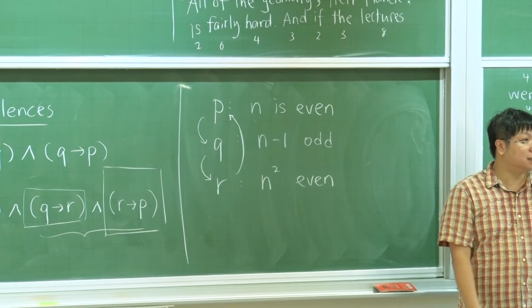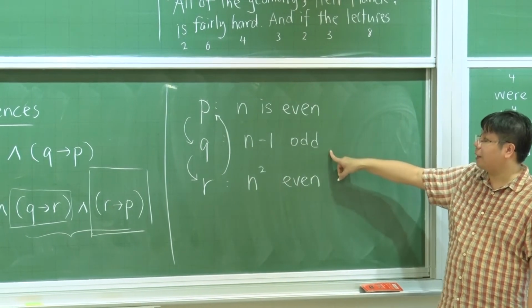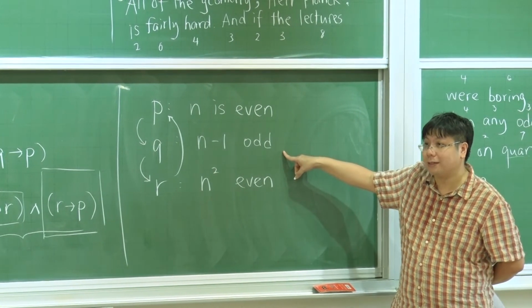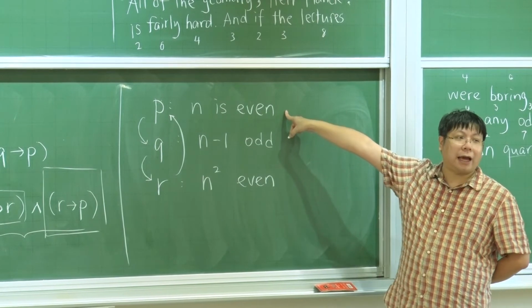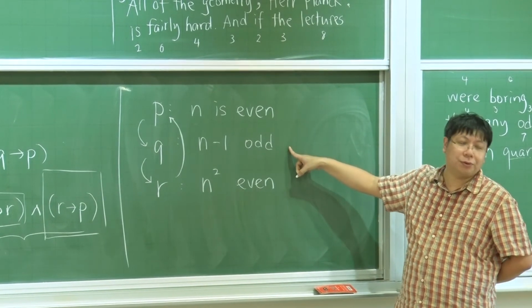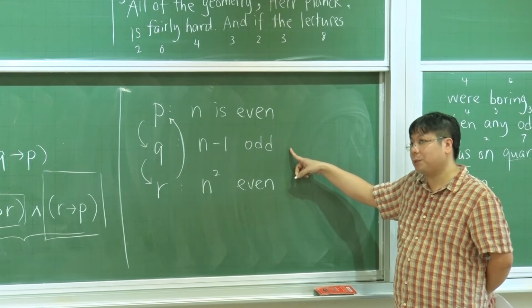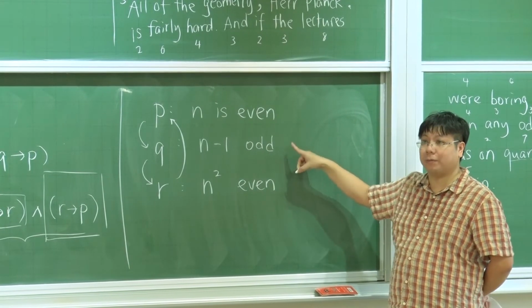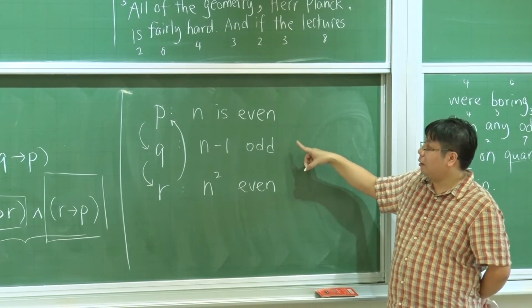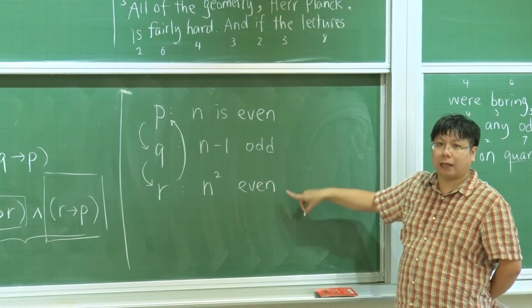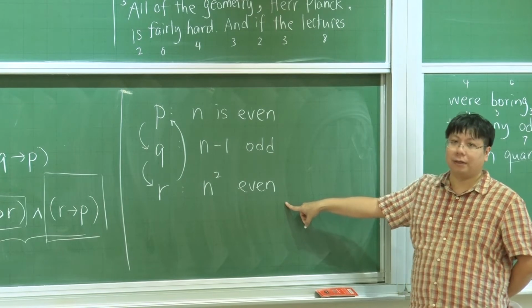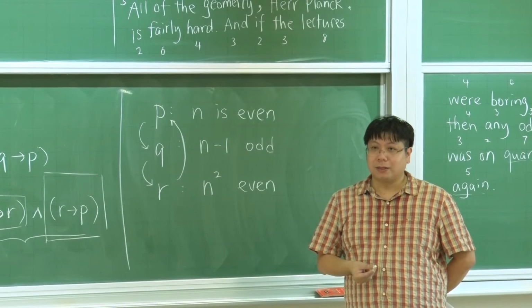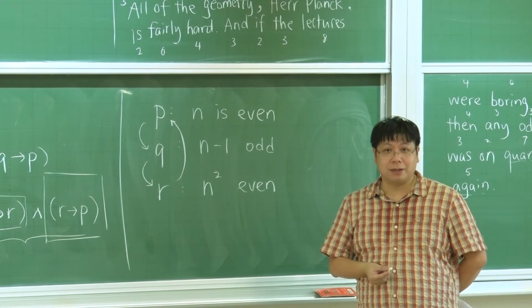So N is even implies N minus 1 is odd. This is quite trivial, right? Take N to be 2K. This one is 2K minus 1. So 2K minus 1 is equal to 2 times (K minus 1) plus 1. So this is an odd number. Now, if I know that N minus 1 is odd, then how can I show that N squared is even? So N minus 1 is equal to 2K plus 1 for some number. So N is equal to 2K plus 2 for some number K.